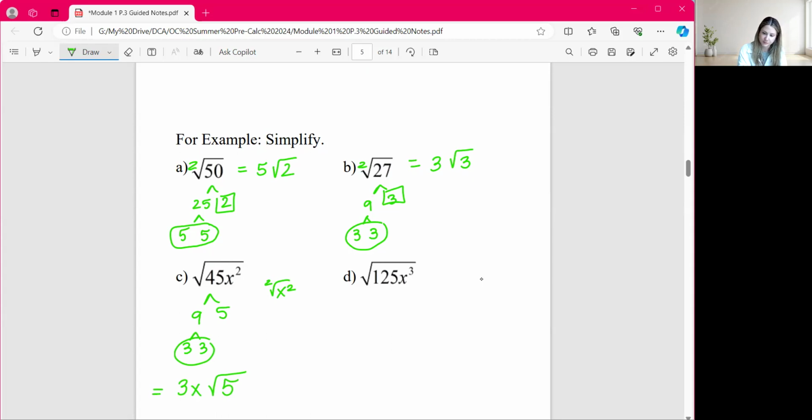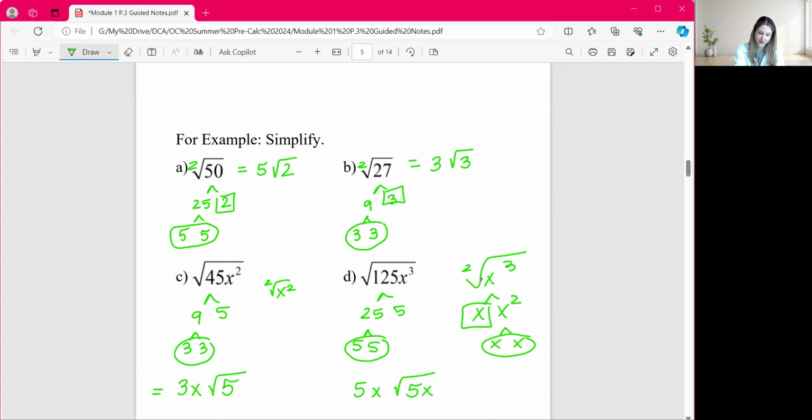And let's check out D. 125, let's break that down. 25 and 5. And then we will break down the 25 to 5 and 5. Pairs come outside. Anything that doesn't have a pair stays in. X cubed, if I break that down, one will be able to come out of the square root, and then one stays inside. So think about x, we break down to x squared, and then x and x. Pairs come outside. Anything that doesn't have a pair stays inside. This would be our final answer.